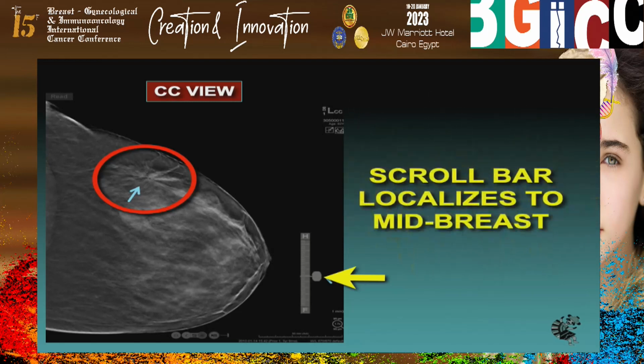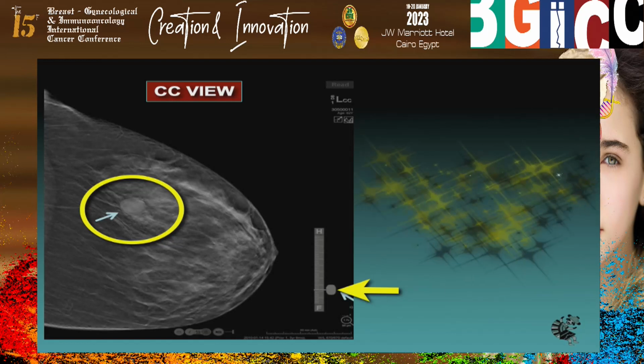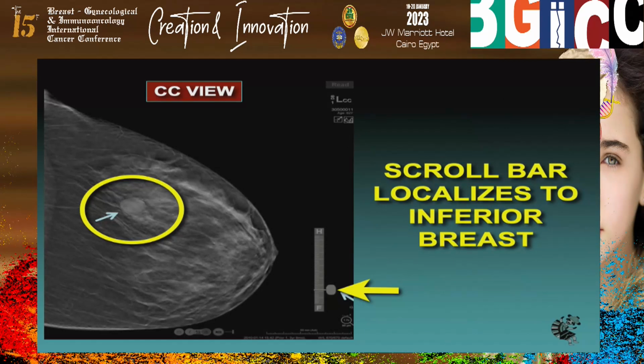In this particular case, we can identify not only this mass, or this area of architectural distortion in the middle, but there's another lesion lower down. How do we know it's lower down? Because it's on a slice that's toward the feet. So we know this one is probably at 4 or 5 o'clock. It's lateral again, and it's further down in the breast based on the location that we see where the scroll bar locates this particular slice.